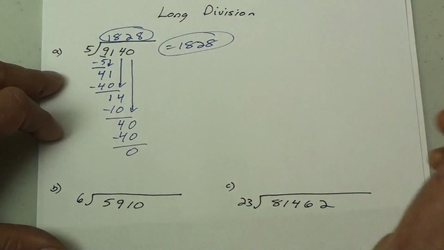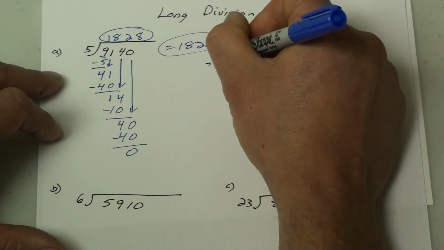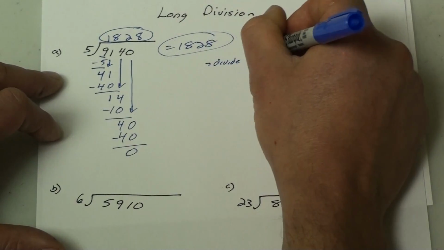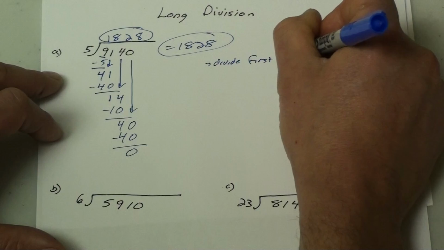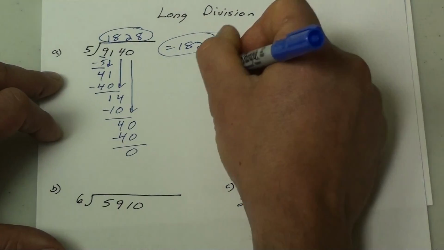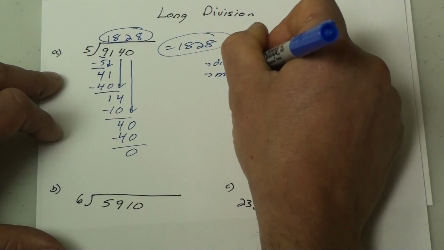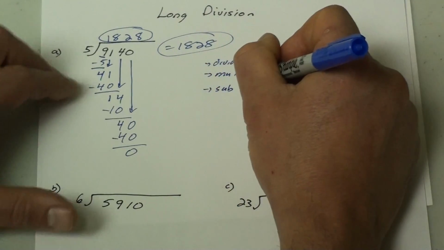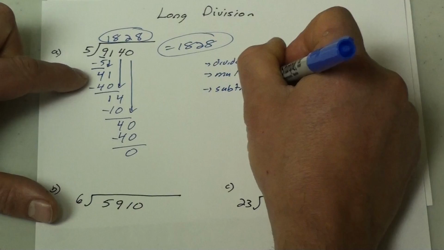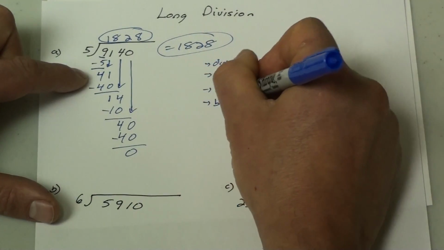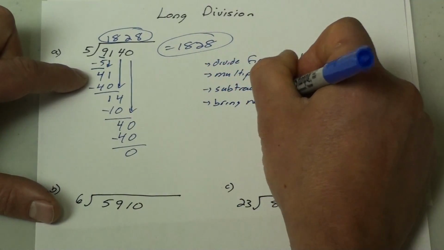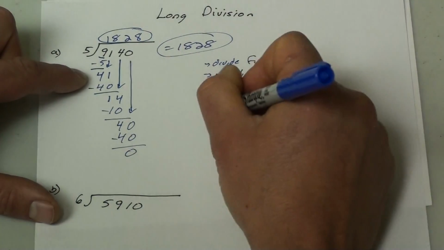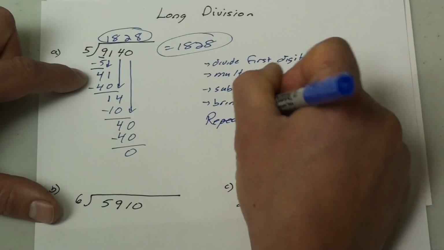So there's a few steps. First thing I'm going to do is try to divide the first digits. Then I multiply. Then I subtract to figure out how much was left over. And then I bring the next number down. And then I repeat until I get to the very end.